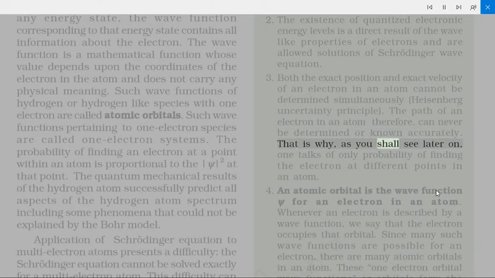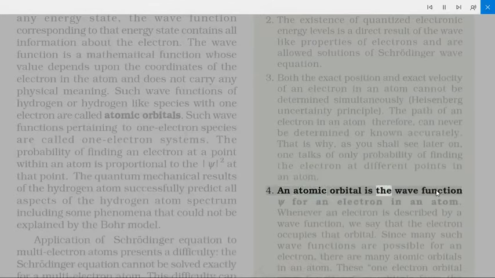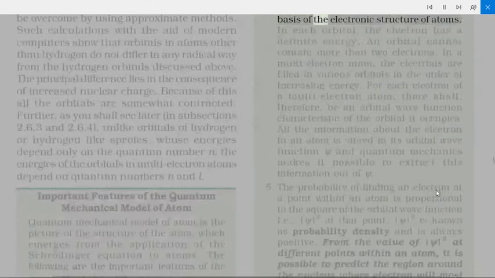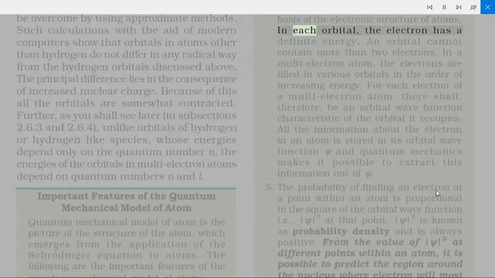That is why, as you shall see later on, one talks of only probability of finding the electron at different points in an atom. An atomic orbital is the wave function psi for an electron in an atom. Whenever an electron is described by a wave function, we say that the electron occupies that orbital. Since many such wave functions are possible for an electron, there are many atomic orbitals in an atom. These one-electron orbital wave functions, or orbitals, form the basis of the electronic structure of atoms. In each orbital, the electron has a definite energy. An orbital cannot contain more than 2 electrons.